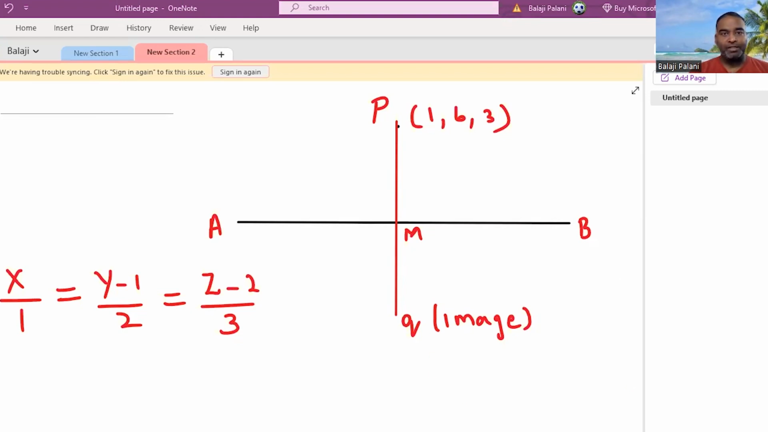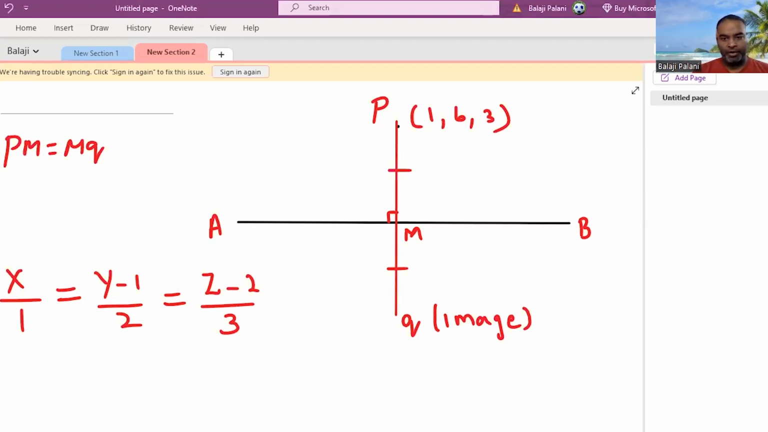And what is the inference that you can make from this question? We know that the image lies exactly the same distance above the line as it is below the line. So PM is equal to MQ is the first inference. And PQ will definitely be at a right angle to the line, so it makes 90 degrees. In short, we call it a perpendicular bisector. So PM is equal to MQ, and the angle made is 90 degrees. These two are going to be of great help in solving this problem.